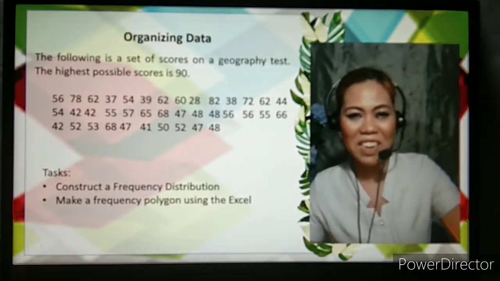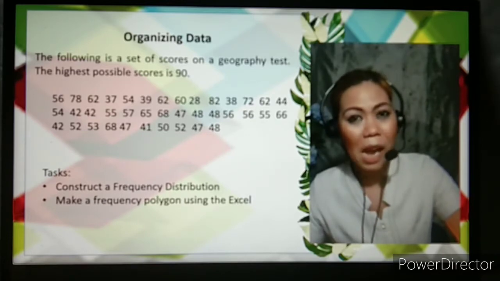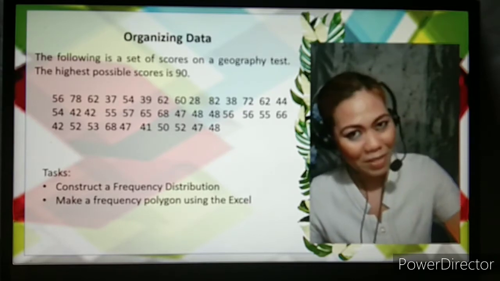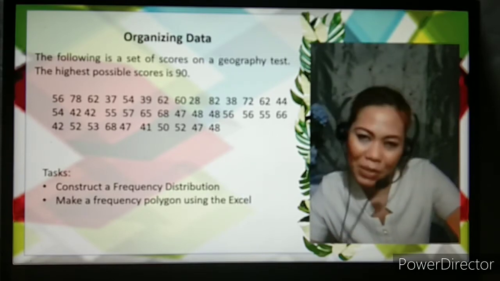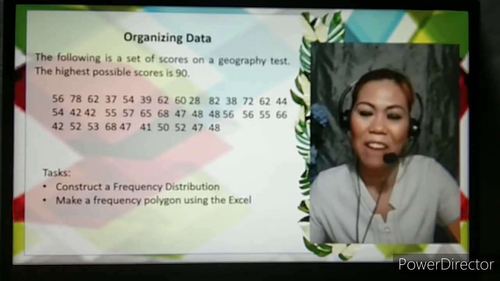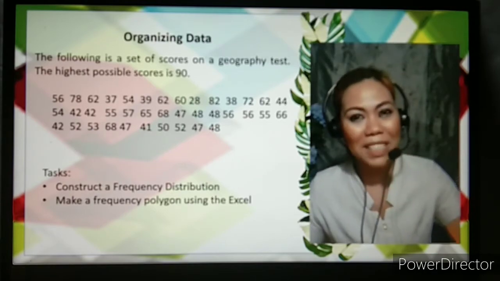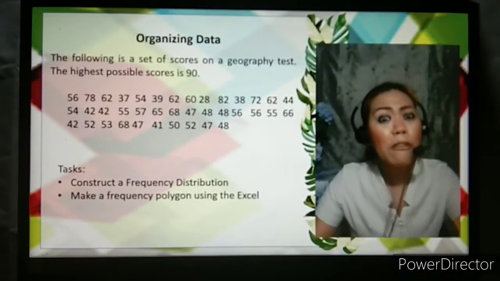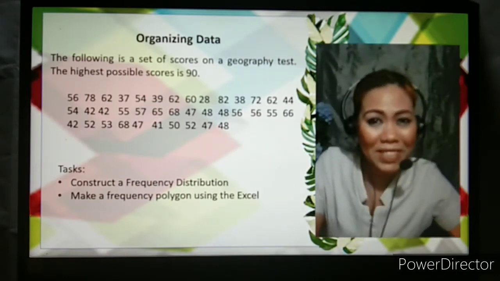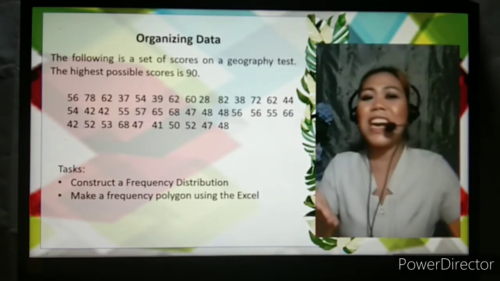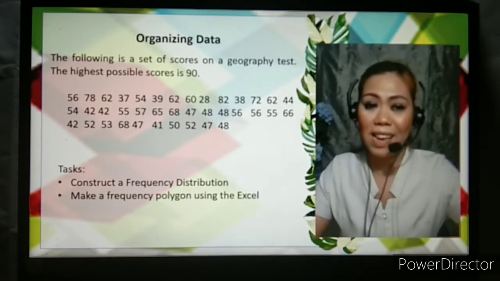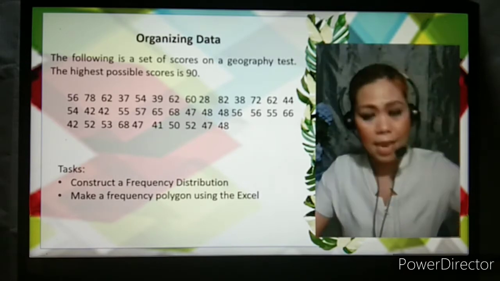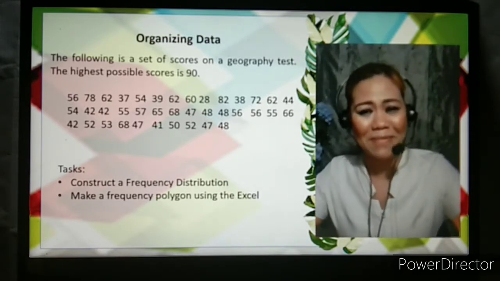Okay, welcome here in organizing data. Oh my God. Don't be scared about the numbers. Don't you worry, guys. I'll be helping you how to do the task later. But I just have to explain it to you step by step. Don't be afraid or intimidated with the numbers. Anyway, the following is a set of scores on a geography test. The highest possible score is 90. As you can see, there's a lot of numbers right there.